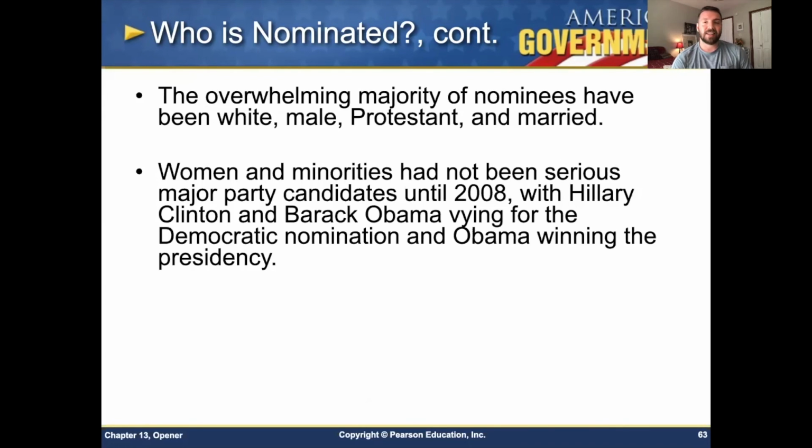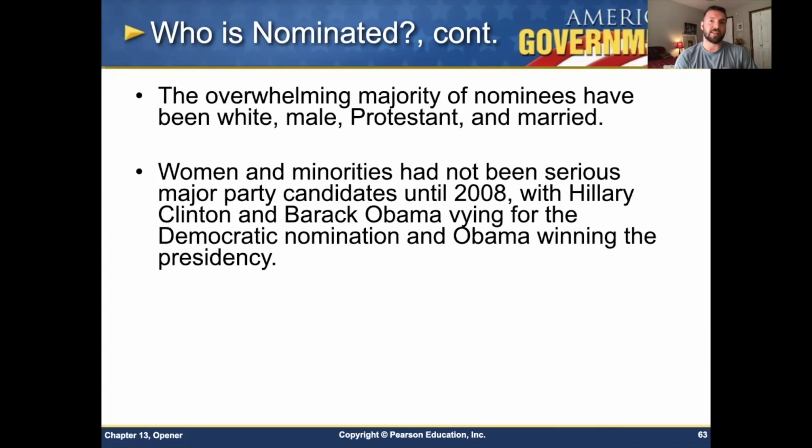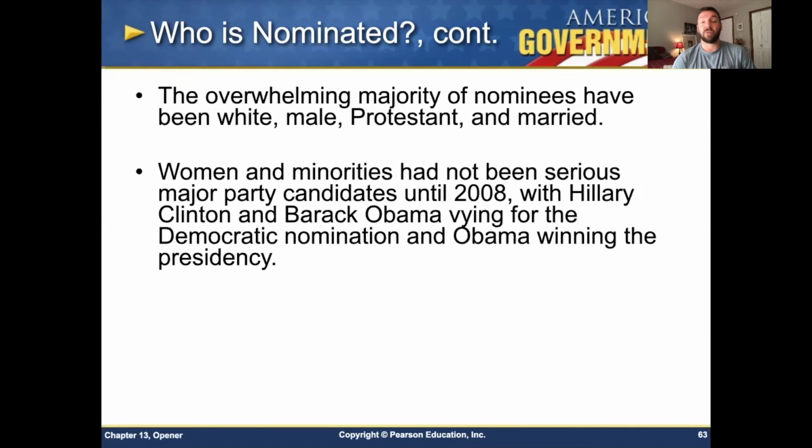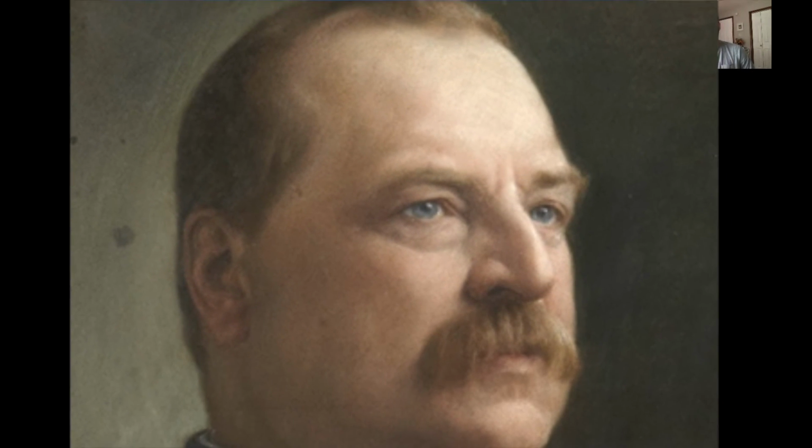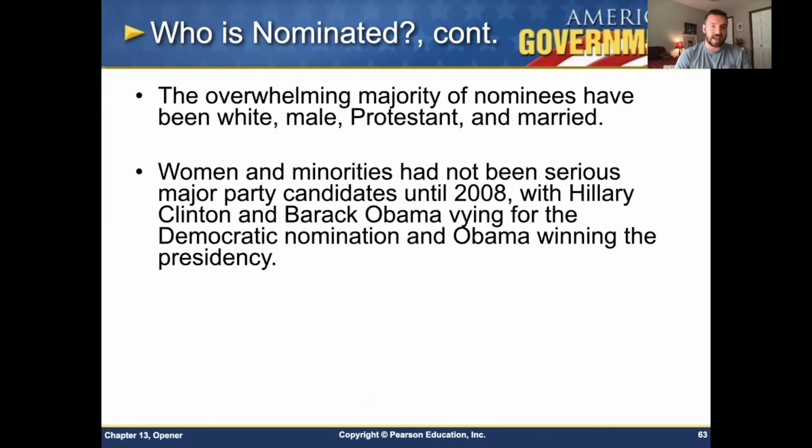As far as Protestant, that's a religious preference. We have had one Catholic president, JFK. All other presidents have been some flavor of Protestant Christianity. Most have been married. Off the top of my head, we've had one bachelor president, which was James Buchanan, back in the antebellum period before the Civil War. You had Grover Cleveland in the 1880s, who was a bachelor when he was elected, but then actually is the only president we've ever had that got married while in the White House.